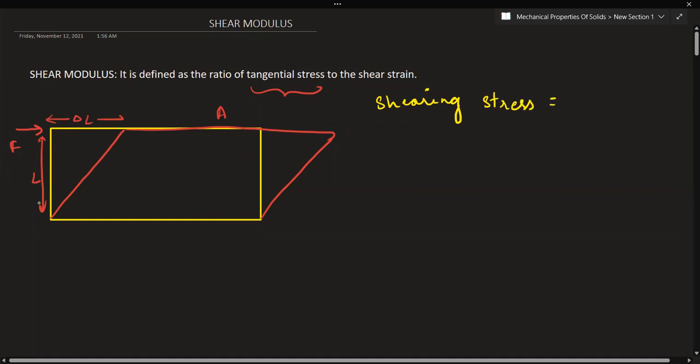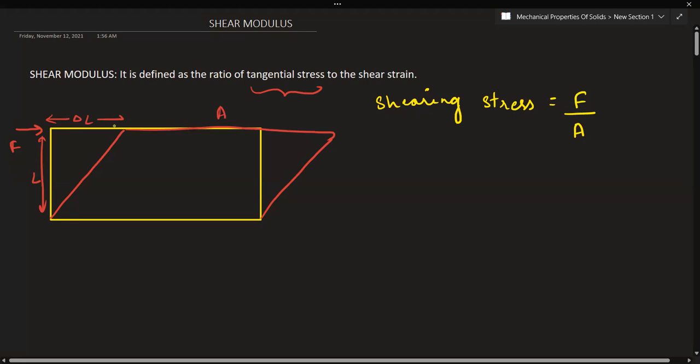You can check into your notes as well. F is the deforming force applied and A is the area of the upper face. And the shearing stress should be? F upon A. Yes, it should be F upon A.